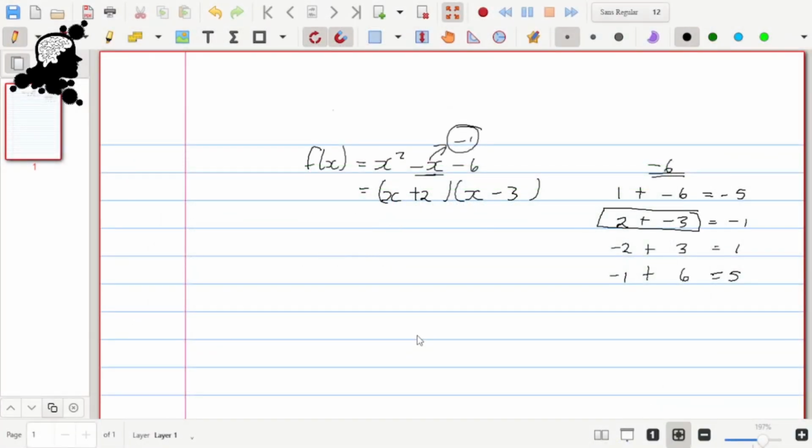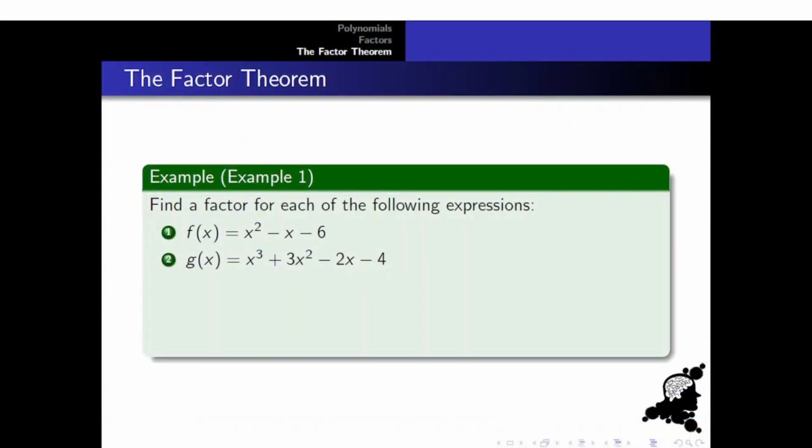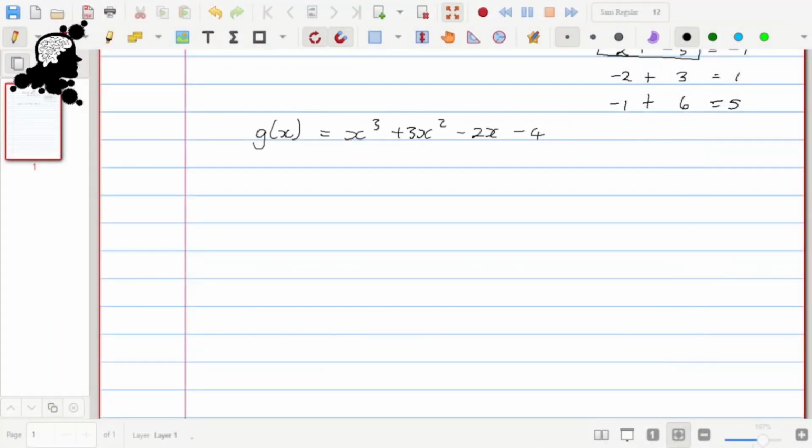So we have got, let's just scroll down for some room. We have got g of x is equal to x cubed plus 3x squared minus 2x minus 4. Let's just make sure of that. Yes, there we are. So let's factorize this expression.